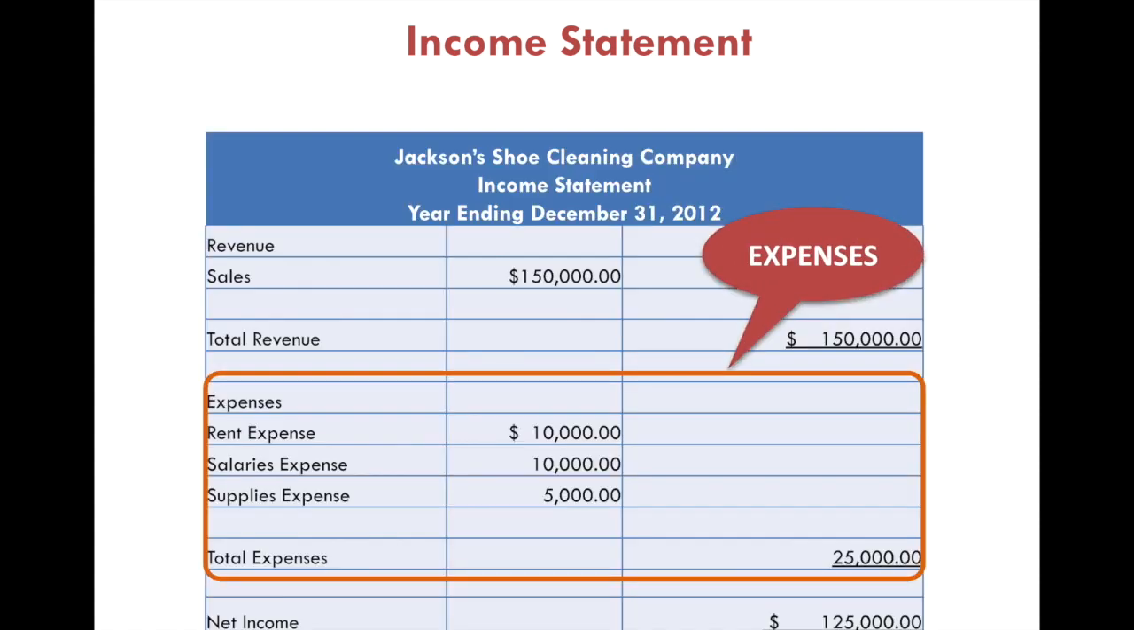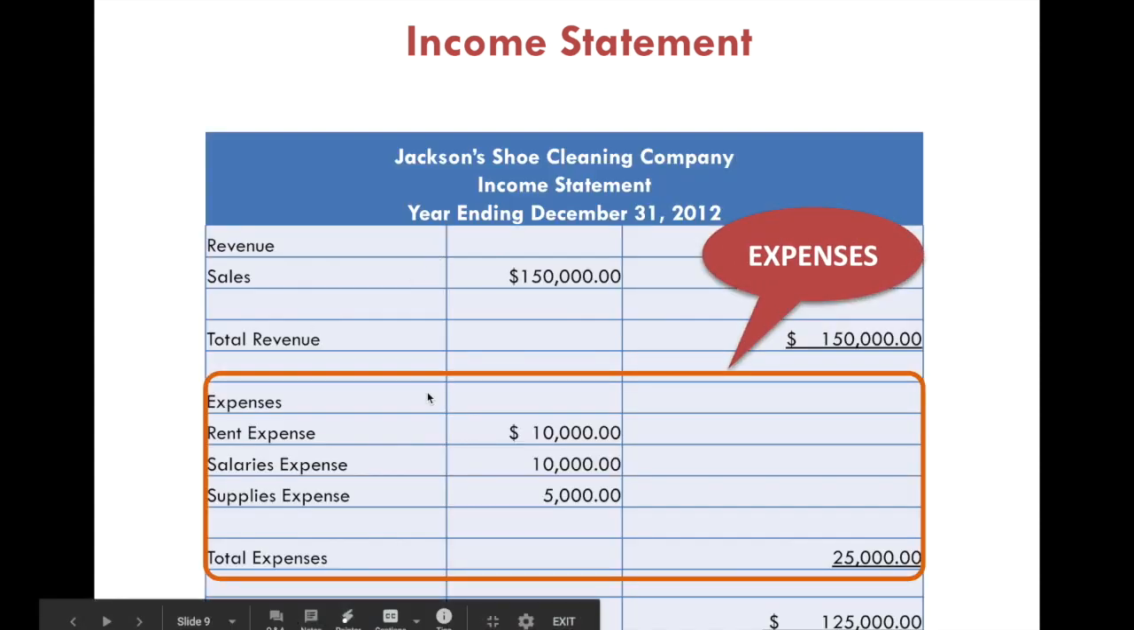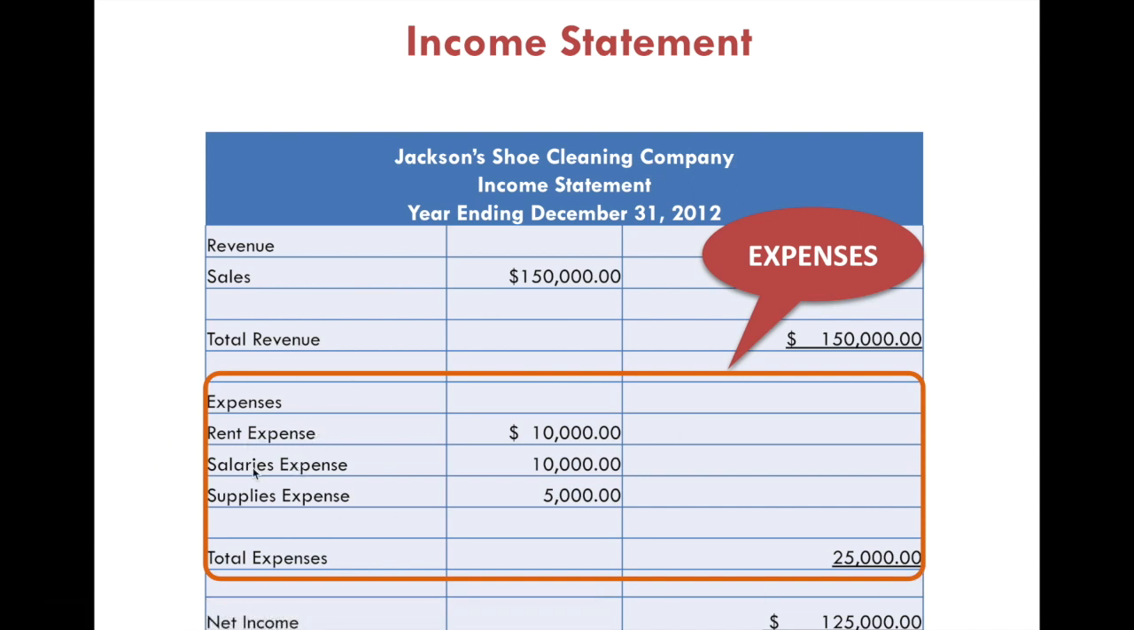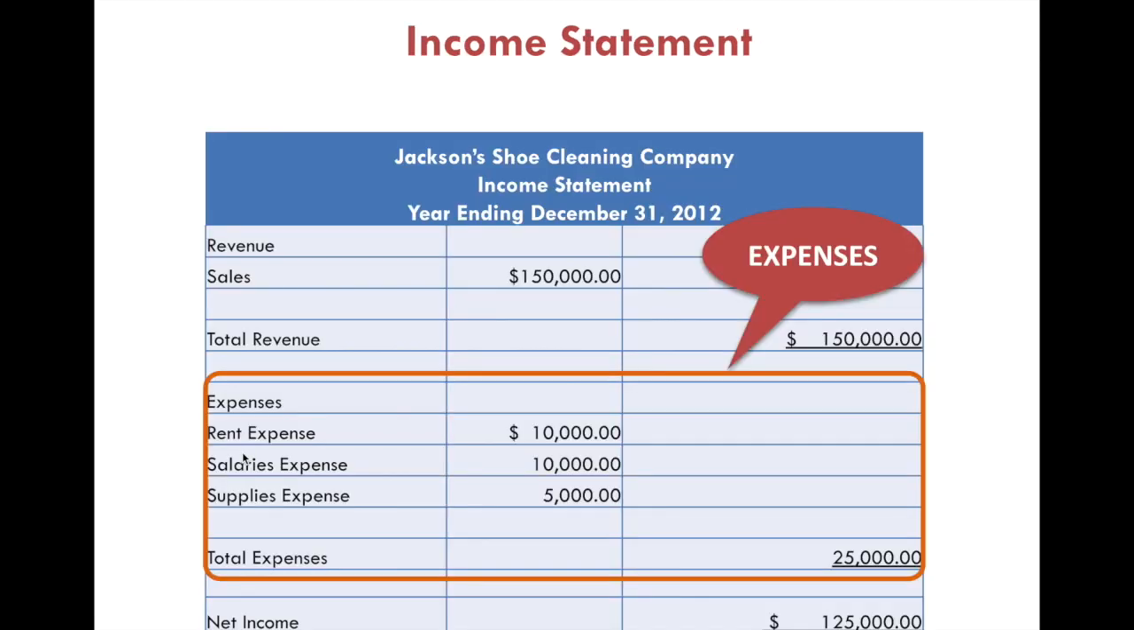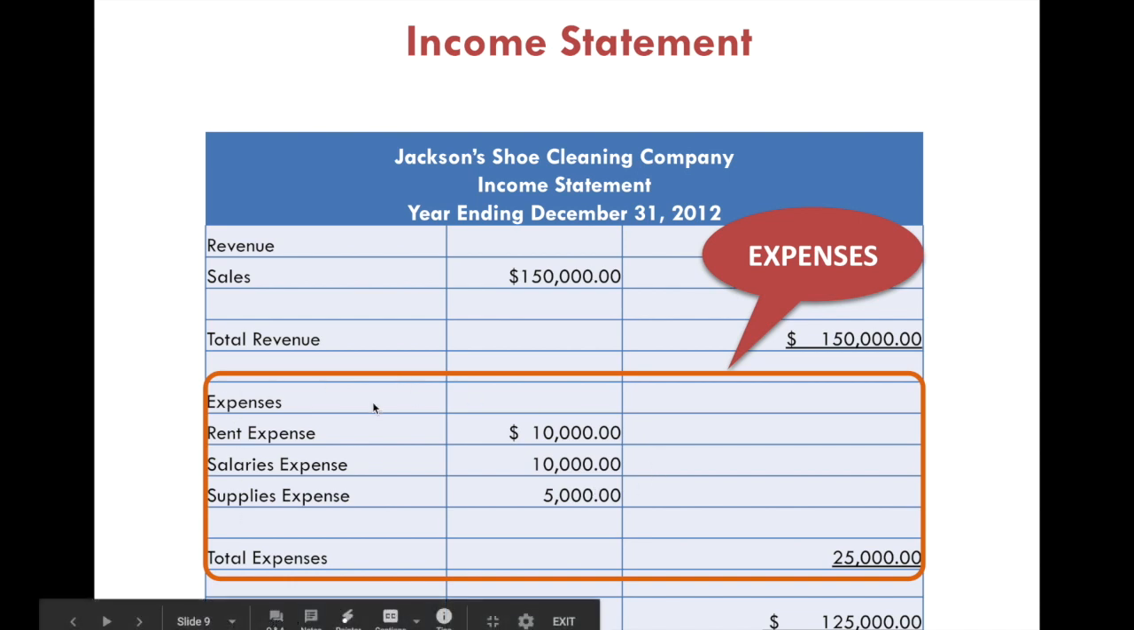So in terms of our income statement, going back to our example, here's our list of expenses. These are all operating expenses. So rent, salaries, supplies. Now bear in mind, this is a service business. Jackson's shoe cleaning. So he's cleaning shoes. He's not selling any goods. He's providing a service. So right now, these are the only expenses we have to deal with.